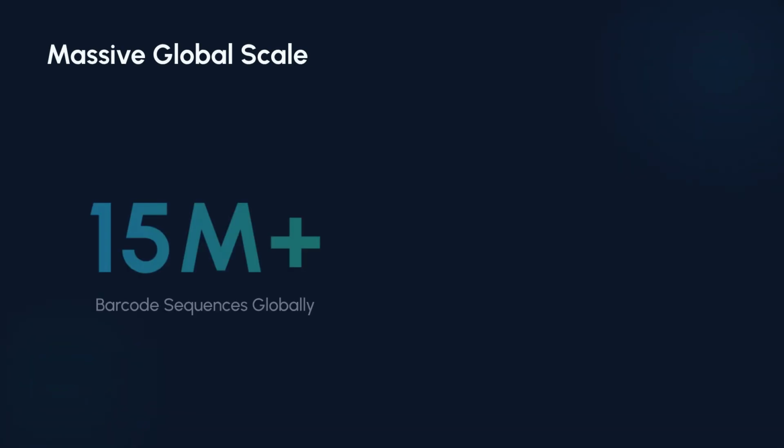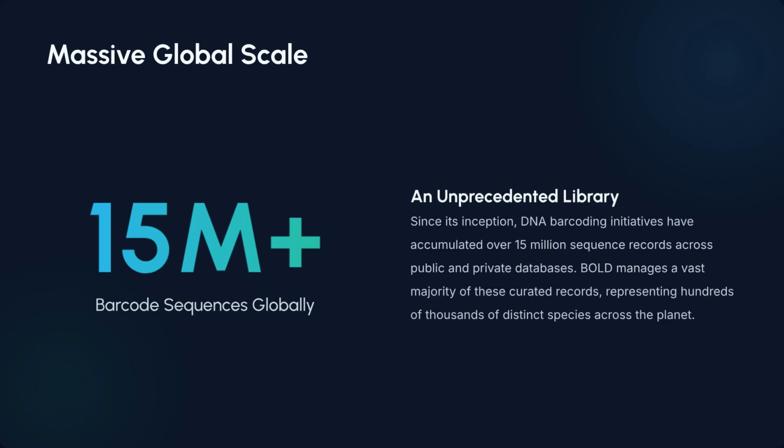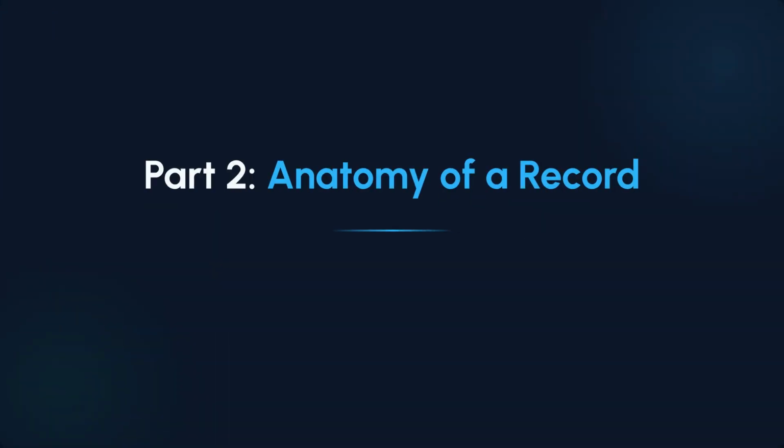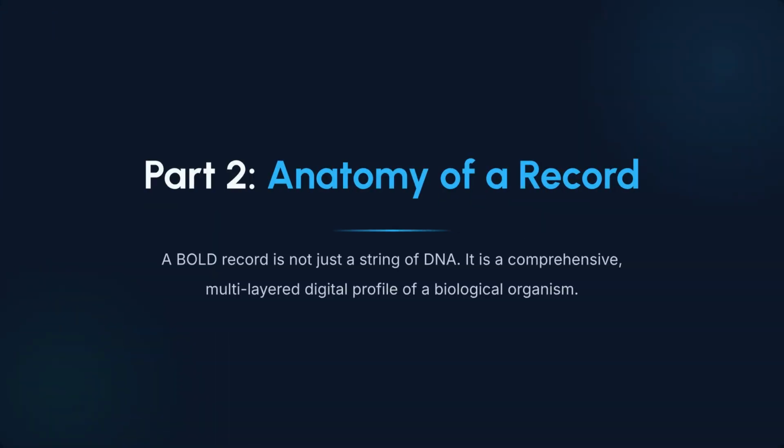BOLD has achieved a massive global scale, accumulating over 15 million sequence records. This unprecedented library manages a vast majority of curated data, representing hundreds of thousands of distinct species across the planet. In Part 2, we will explore the anatomy of a record.